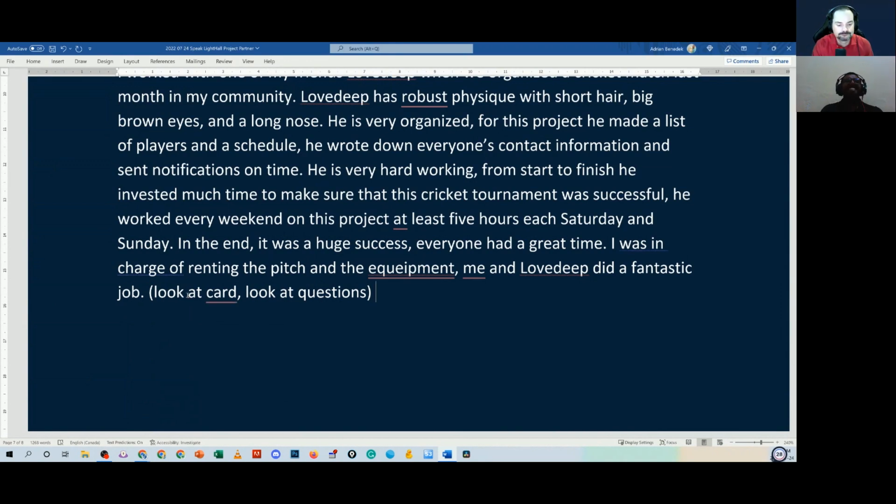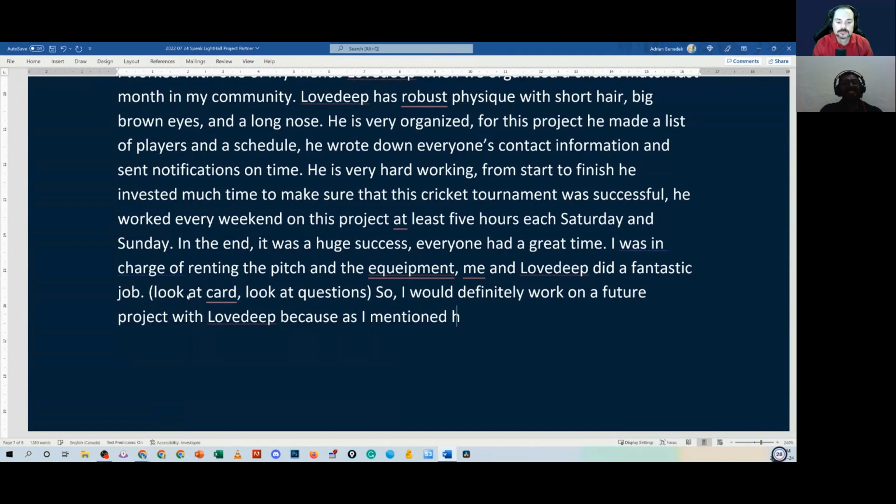Yes, definitely. I would definitely work on a future project with Love Deep. Why? Because as I previously said, he is hardworking, and he managed all the management programs in this event. Also, all the matches were on schedule.